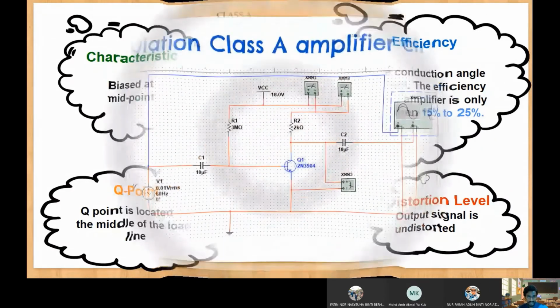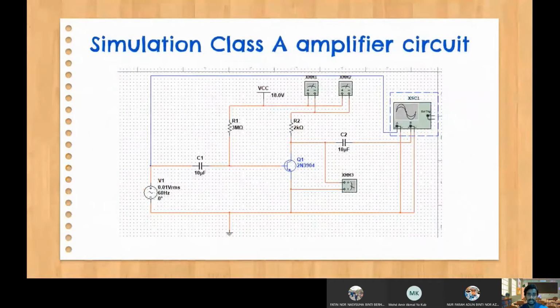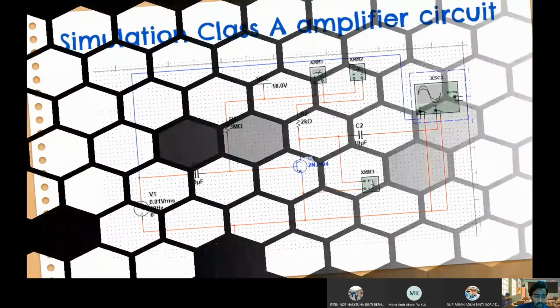Moving on to the next, the simulation part of the class A amplifier circuit. Actually, this is the circuit. We have inserted one oscilloscope to identify the wave.